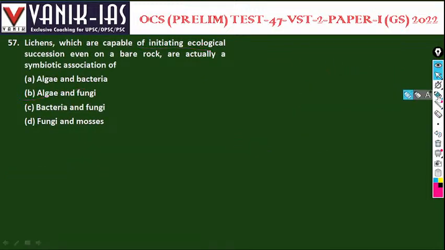Which stage? Lichens are capable of initiating ecological succession even on a bare rock. Yes. Actually, symbiotic association, it's a very common question. It is asked so many times, right? So it is the algae and fungi. Lichens are the symbiotic association of algae and fungi.